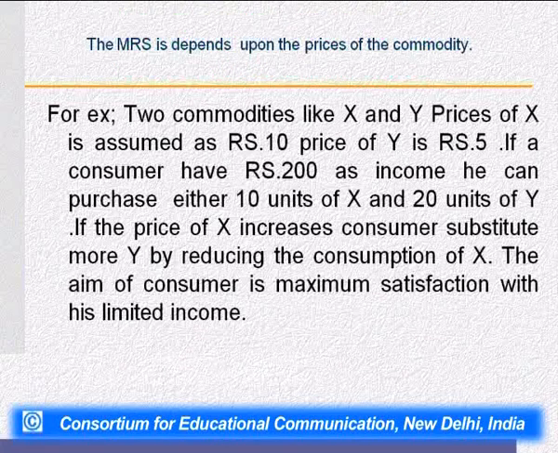And the MRS depends upon the price of the commodity. For example, suppose two commodities X and Y, the price of X is assumed Rs 10 and Y is Rs 5. So if a consumer has 200 as income, he can purchase either 10 units of X or 20 units of Y as per their prices. Suppose the price of X increases, the consumer substitutes more Y by reducing the consumption of X, obviously. So the aim of the consumer is maximum satisfaction with his limited income. So obviously the marginal rate of substitution depends upon the prices of the commodity.